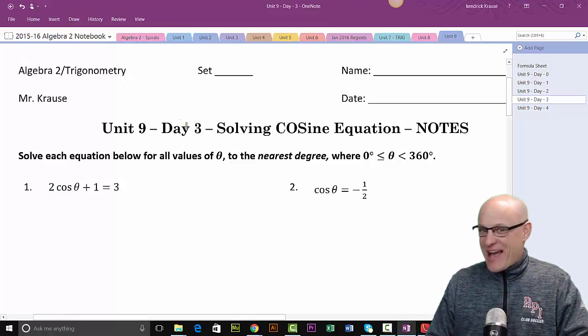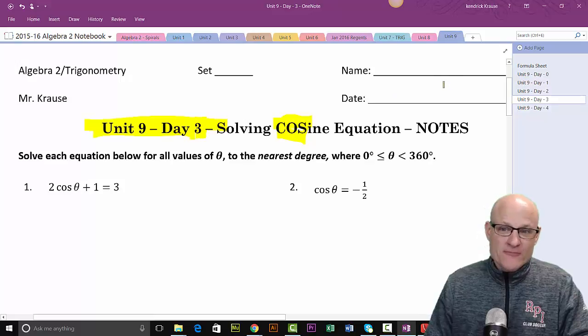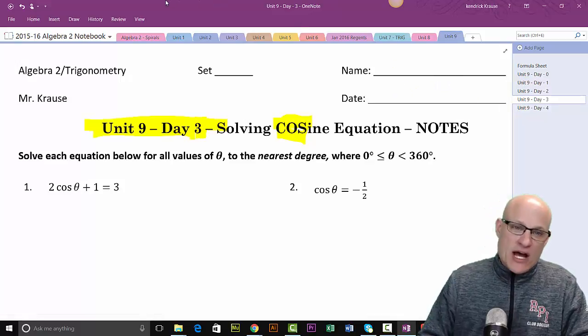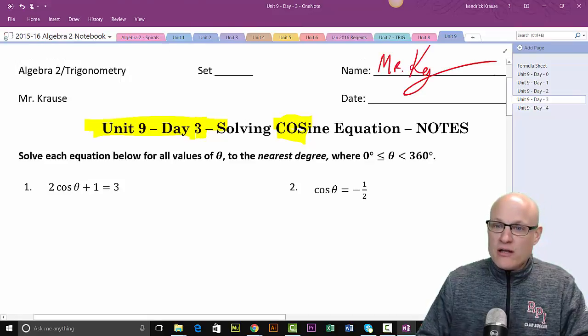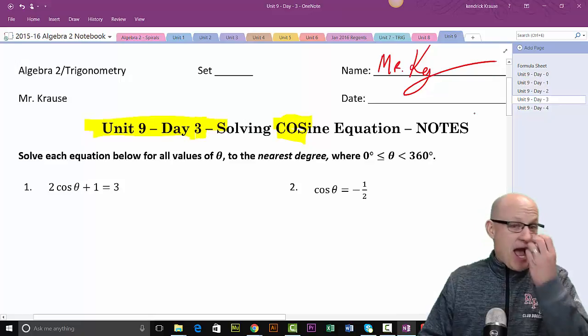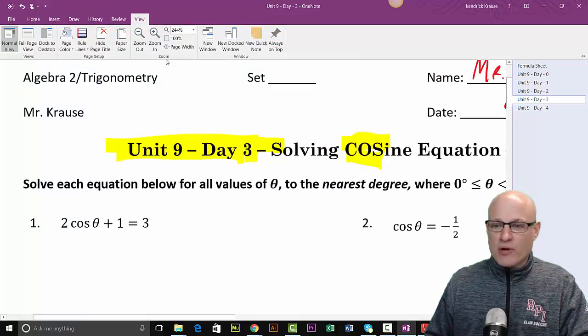Well, I'm back, and so are you, which means you're here to have some fun on day 3 solving the cosinusoidal equations. Not difficult stuff, kids, not difficult stuff. Not at all. Mr. Key will help you out, all right? All right, Mr. Key, let's go. Let's rock and roll. See how fast we can get 12 problems done.